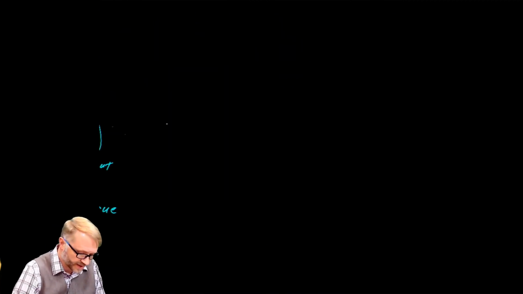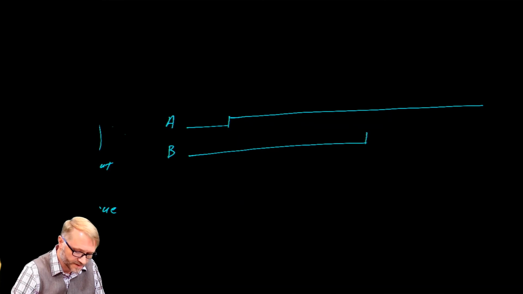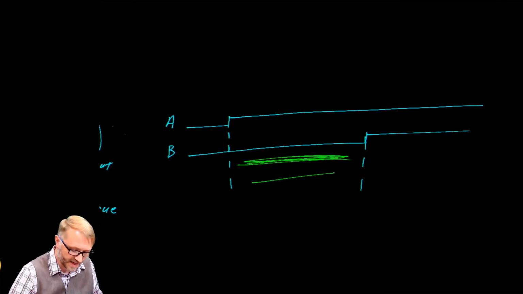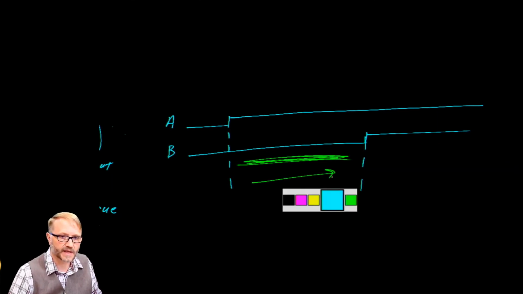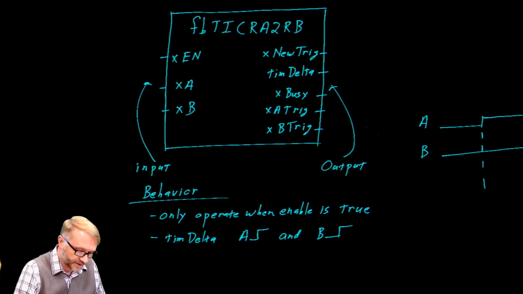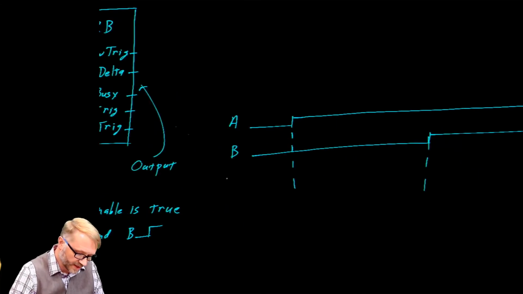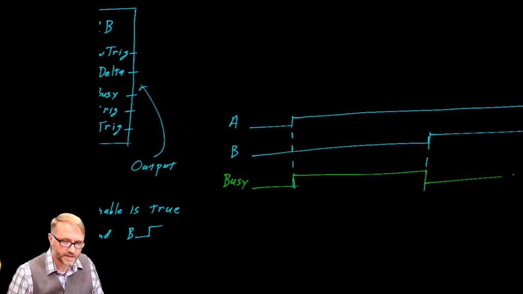Graphically, we end up with something that looks like this. We have input A. There's the rising edge. We have input B. And there's the rising edge of B. What we're interested in is this time difference right here. How much time has passed between the rising edge of A and the rising edge of B? We have an output called busy. We want busy to be low until it detects a rising edge of A and stay high until it detects the rising edge of B. So it's busy while it's calculating the time difference from A to B.